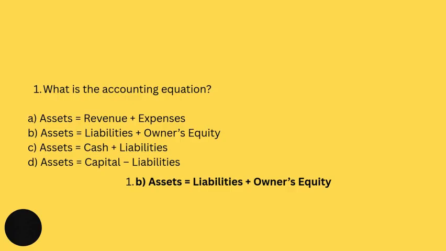This equation is crucial because it establishes the foundation of the accounting framework. It shows that everything a business owns, which is assets, is financed either by borrowing money, which is liabilities, or through the owner's contributions, which is owner's equity. Understanding this equation helps us grasp how transactions affect the financial position of a business. Now, let's keep this equation in mind as we move on to the next question. It will further enhance your understanding of liabilities in accounting.